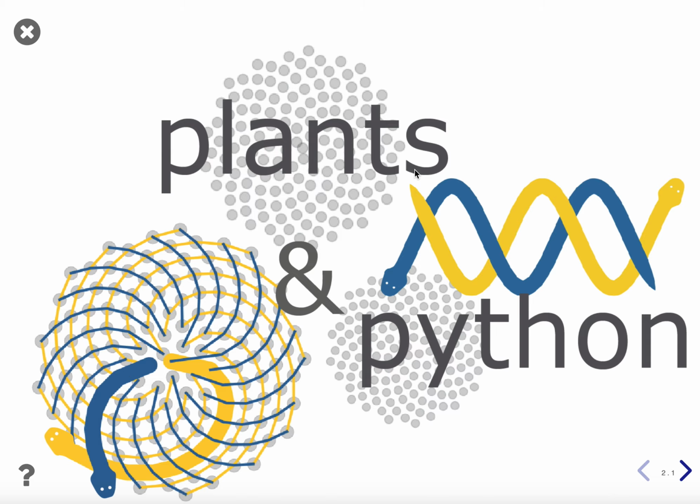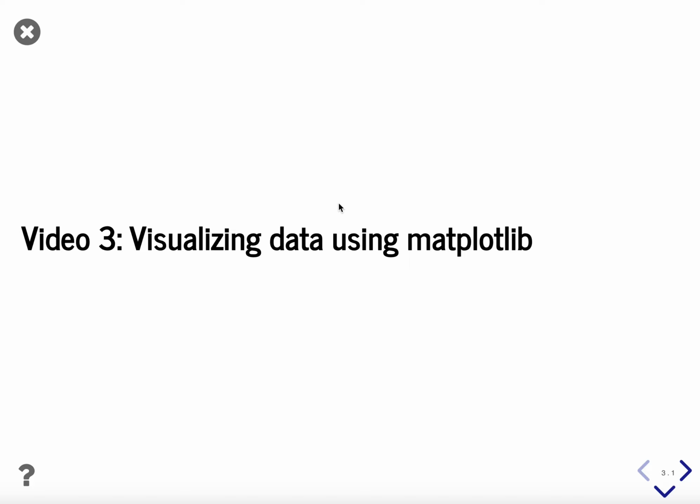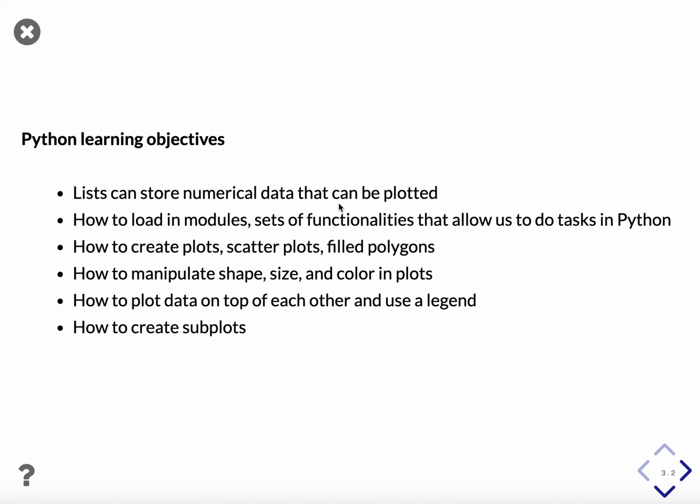Welcome to the third video tutorial of Plants and Python. In this video, we'll be learning to visualize data using matplotlib. The Python learning objectives for this video are that lists can store numerical data and that it can be plotted. We'll learn how to load in modules, sets of functionalities that allow us to do tasks in Python, how to create plots, scatter plots, and filled polygons, how to manipulate the shape, size, and color of elements in plots, how to plot data on top of each other and to use a legend, and how to create subplots, or different figure panels within one plot.